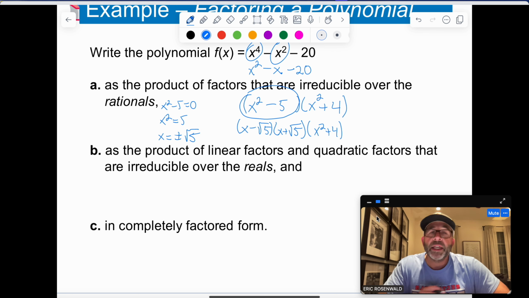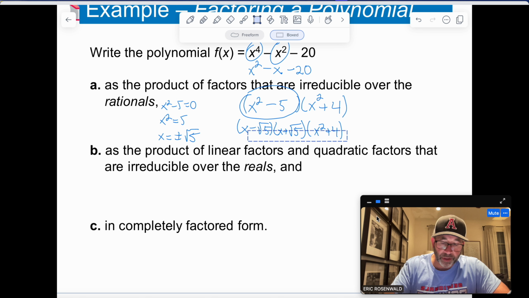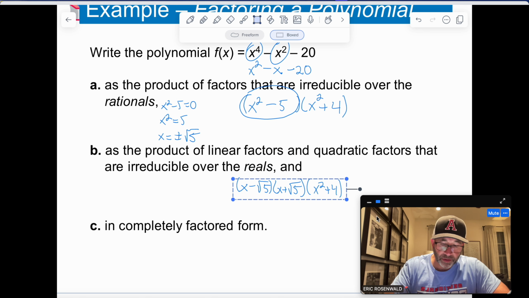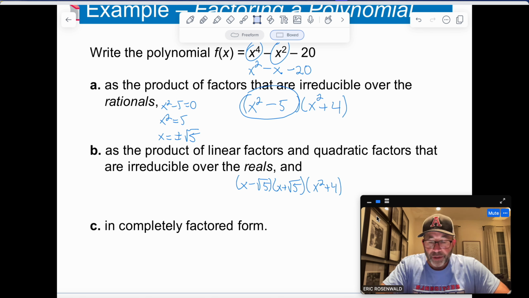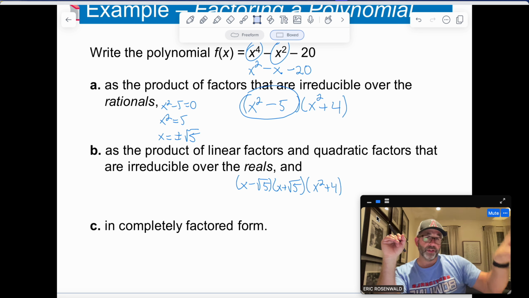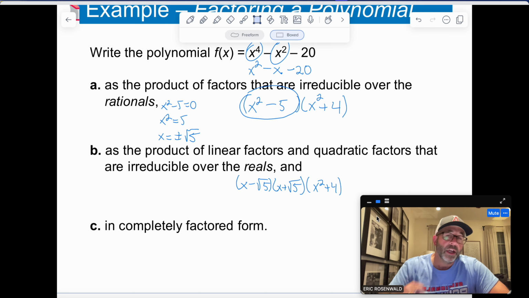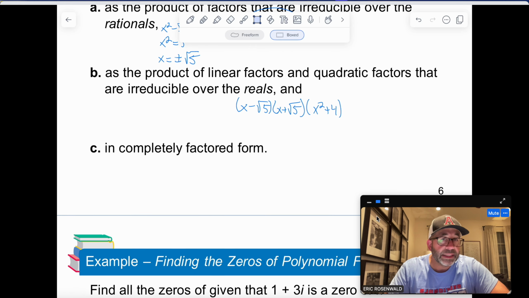And then for part B here, it says write it as the product of linear factors and quadratic factors that are irreducible over the reals. Okay? And so I actually jumped the gun here. Sorry, we're going to put this answer down here. Okay, sorry. So we got the product of irreducible over the rationals. We got our irreducible quadratic and another irreducible quadratic. One is going to be real, one's going to be imaginary. This is the irreducible first part here. So now it says let's factor this completely.